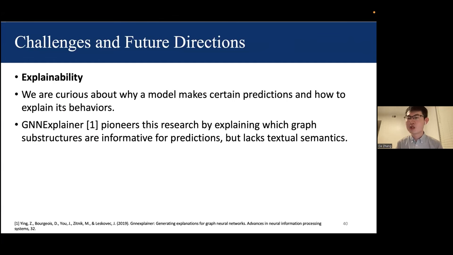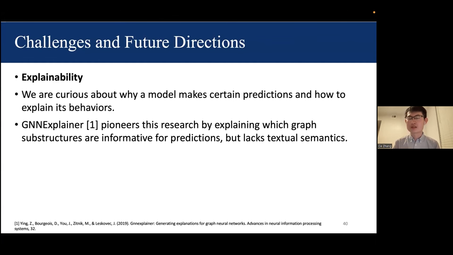However, previously, we have a model called GNN Explainer. This model pioneers the explainability research. It can explain which subgraph structure is important to make the current prediction. However, the drawback of this model is that it doesn't consider text data. But now we are dealing with text attributed graph. We have both text and graph.